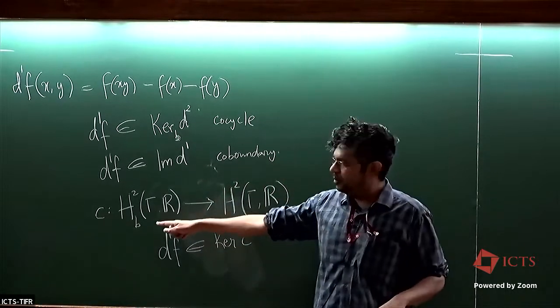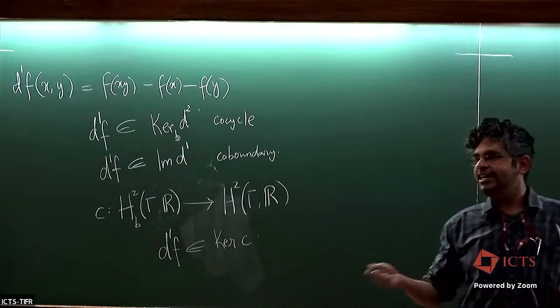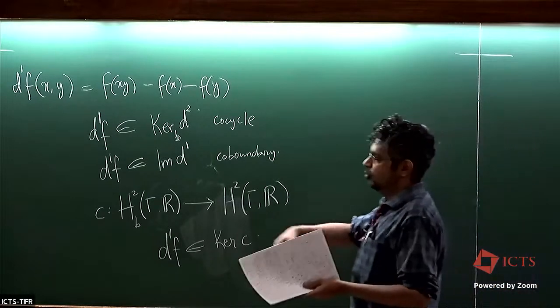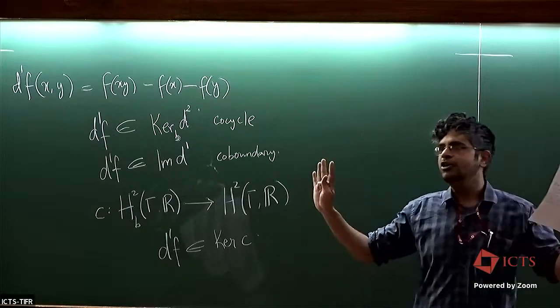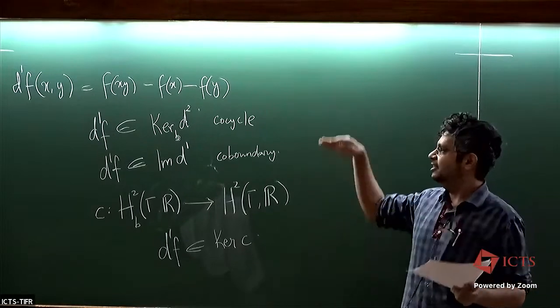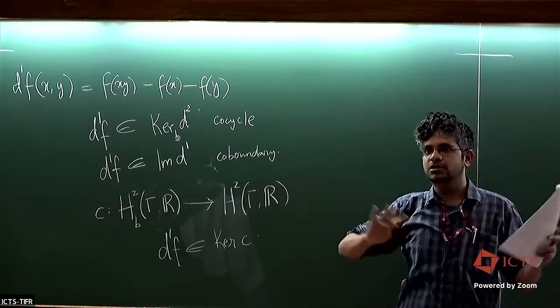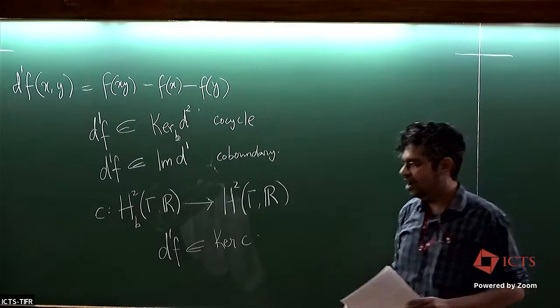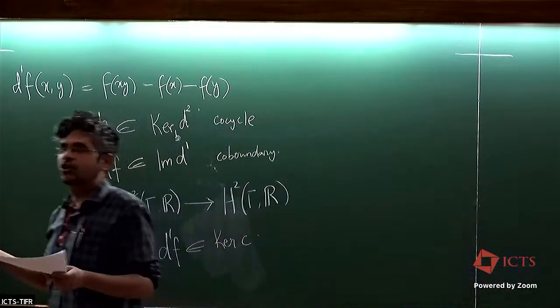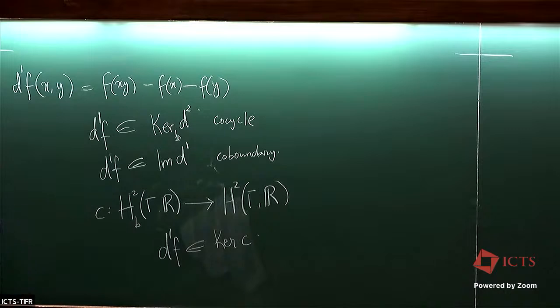So what this comparison map is, just a forgetting map from bounded cohomology to ordinary cohomology. Bounded cohomology is just a restriction of the usual cohomology to bounded maps. So it's like a functional analytic analog of the usual group cohomology. Instead of just taking values in some abelian group, the coefficients have a norm, so you can actually talk about bounded maps.